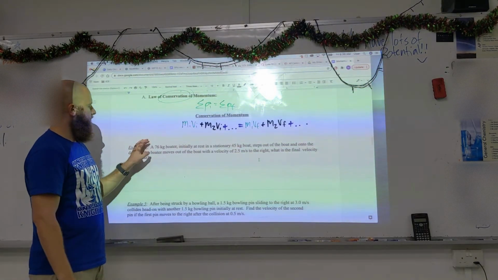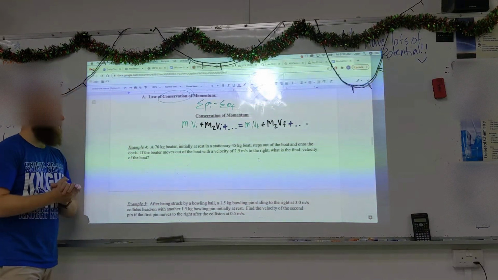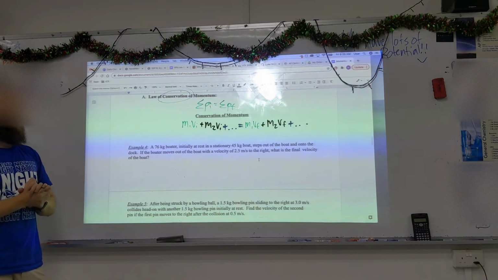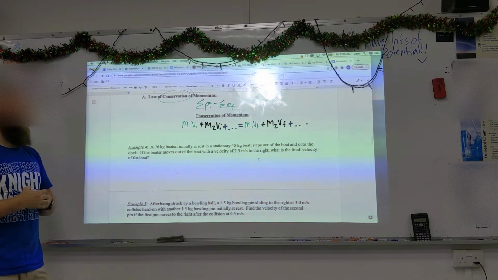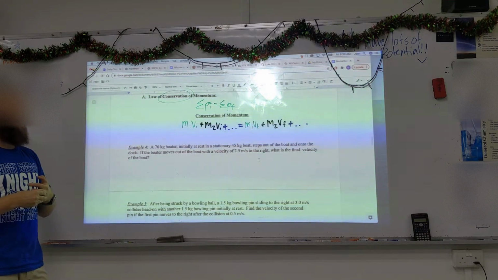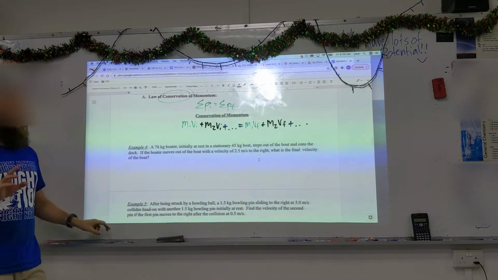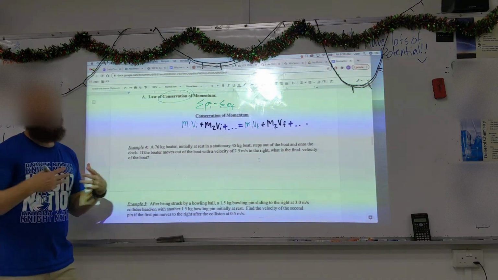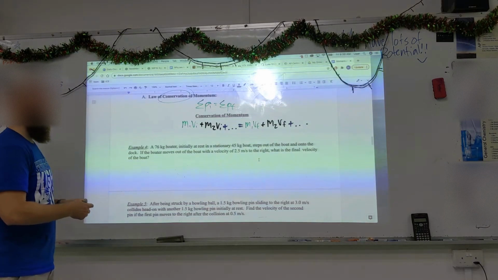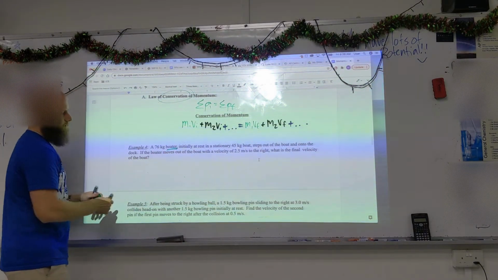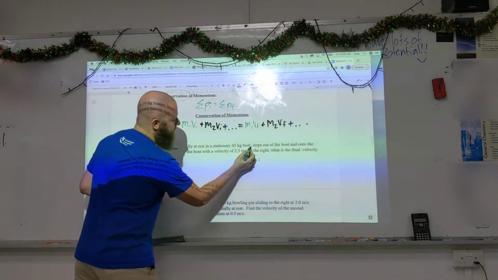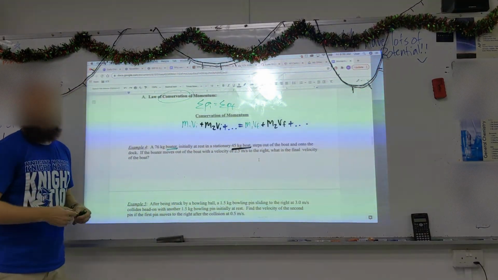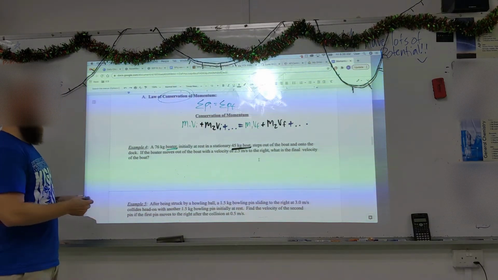Let's go ahead and look at this first problem. A 76 kg boater, initially at rest in a stationary 45 kg boat, steps out of the boat onto the dock. If the boater moves out of the boat with a velocity of 2.5 meters per second to the right, what is the final velocity of the boat? The first thing I'm going to do is separate this out into my 2 objects. One is the boater, and what is the other object? Yes, the other object is the boat.